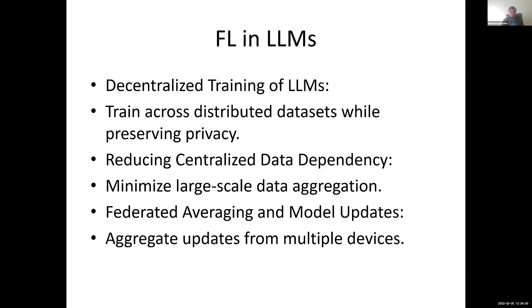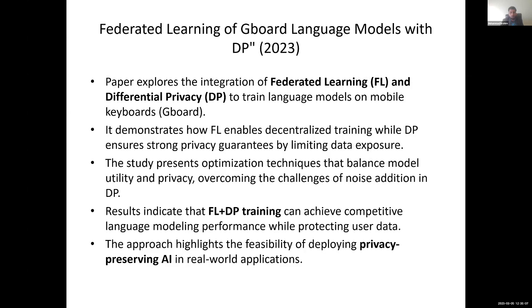This is a decentralized approach. The dataset, which is distributed across various places, will be trained while preserving privacy. In this case, it reduces the centralized data dependency. If the model is trained as a single centralized model, the privacy risks are very high. But in the case of the federated learning model, we will get the balance. These are some of the techniques. For example, the first paper integrated federated learning and differential privacy to train a language model on a mobile keyboard, where the performance of the model should be intact as well.